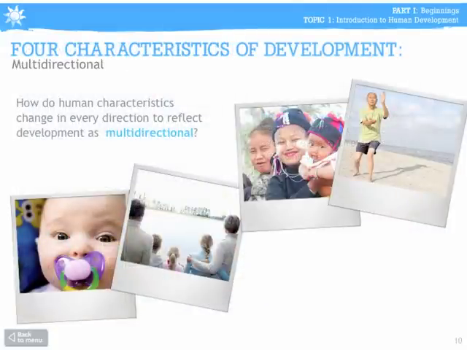At any age and life stage, gains can lead to losses and losses can lead to gains. Every change produces unexpected advances or retreats. And that's where we're talking about multidirectional, that how human characteristics change, they can change in every direction at all different times.